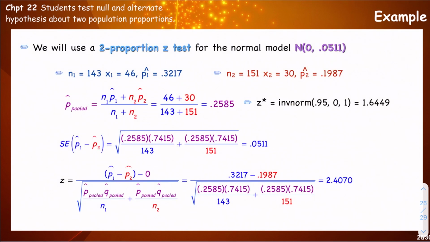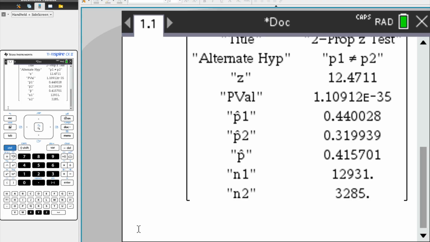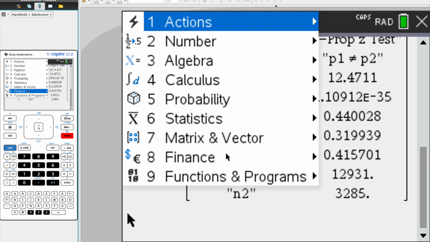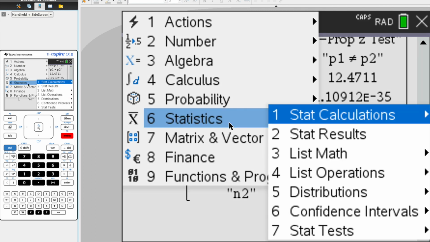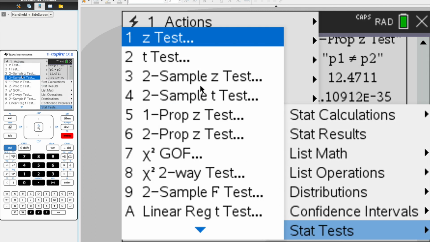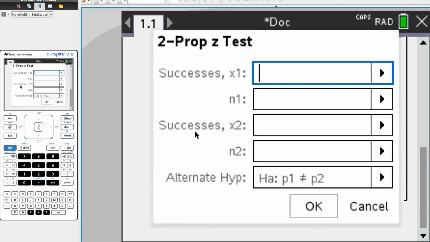So here's my suggestion to you all. Now, let's just go straight to our calculator. We know what the numbers we're going to have to write out are. Those are on the slides. But I want to run this test. So I'm going to hit Menu, Statistics, Tests, and we're going to do our 2-prop z test.